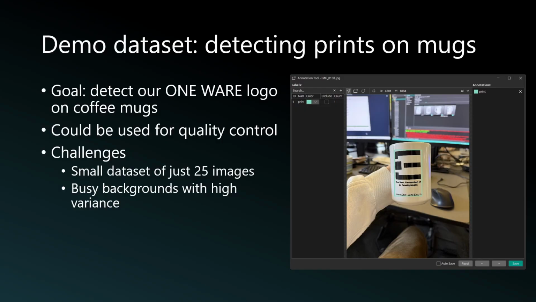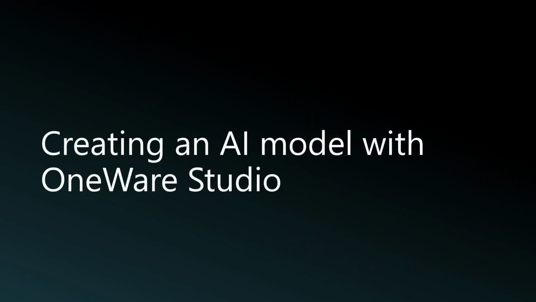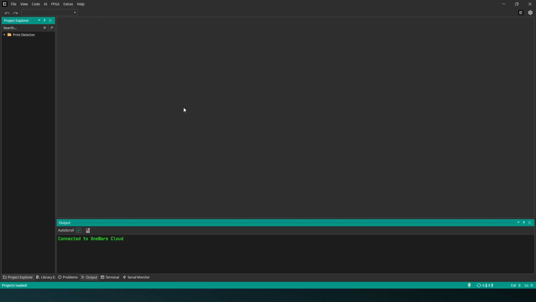To show the capabilities of ONE AI and make things a bit more interesting, we try to challenge ourselves a bit and try to solve this problem with only a very small data set of just 25 images. And as an additional challenge, we also used quite busy backgrounds that changed quite a lot from image to image. So now let's switch to OneWare Studio so I can show you how to get started and create your own AI model.